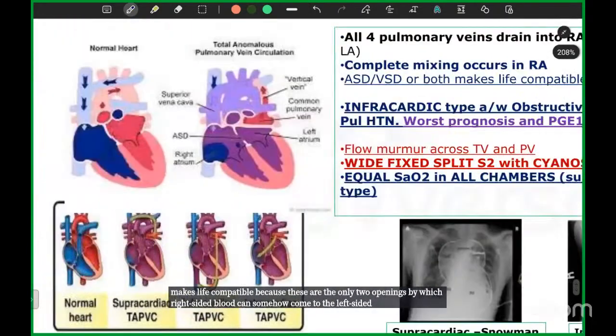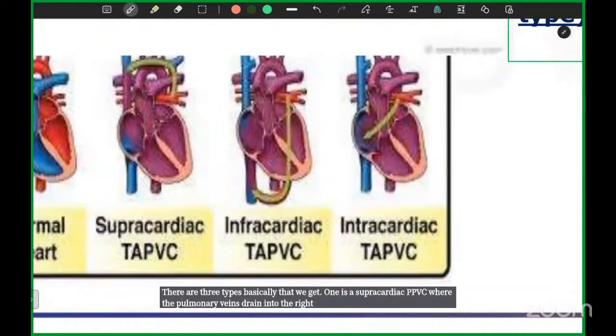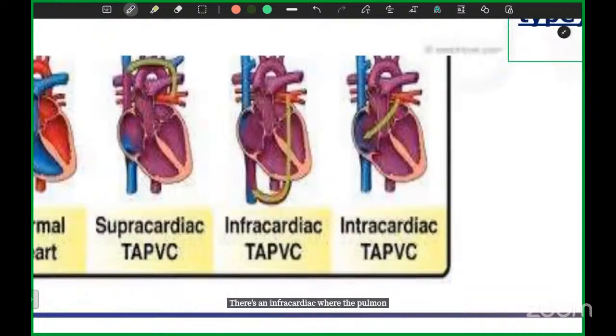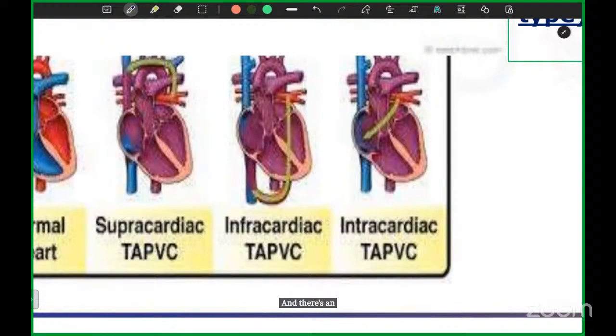There are 3 types basically that we get. One is a supracardiac TAPVC, where the pulmonary veins drain into the right atrium above the heart. There's an infracardiac, where the pulmonary veins join below the heart to drain into the right atrium. That means they join to the IVC, which further drains into the right atrium. And there's an intracardiac, where the pulmonary veins directly join the right atrium.